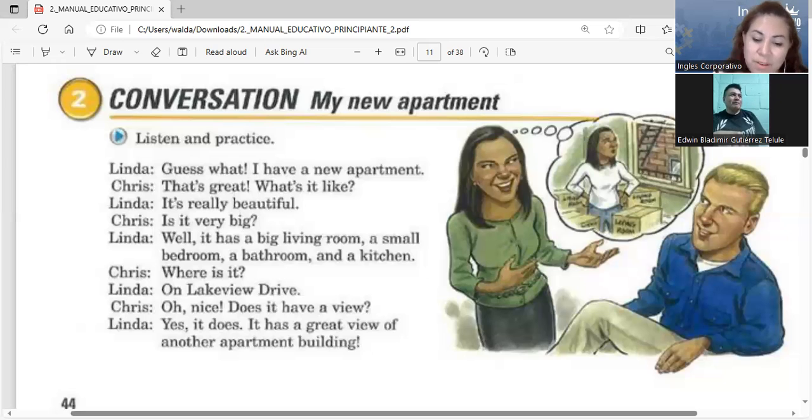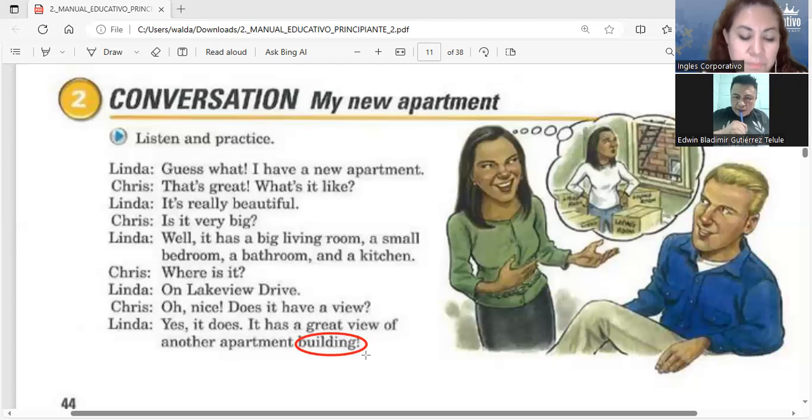Okay, very good. Bravo. Excellent. Okay, any questions so far about the vocabulary or the meaning? Building. You mean building? Building, yes. Do you want the pronunciation or the meaning? Both?